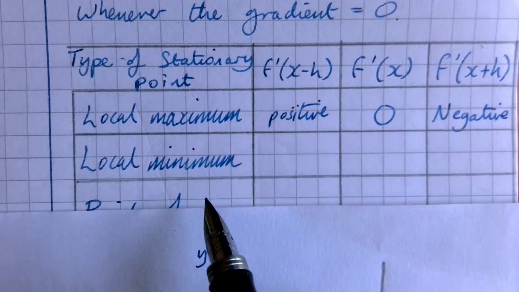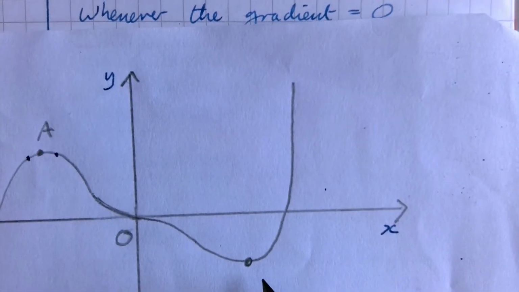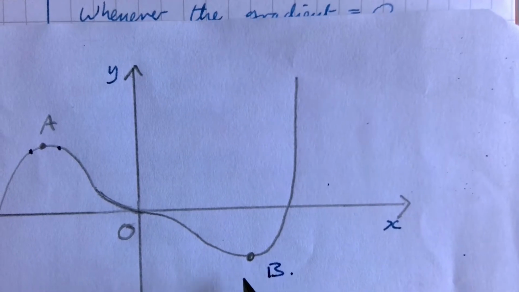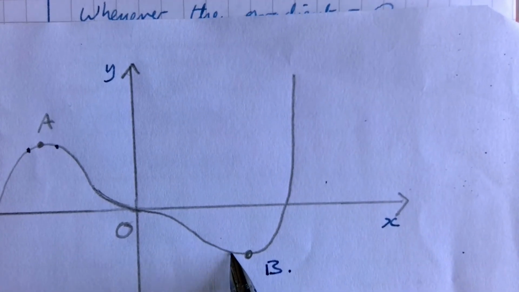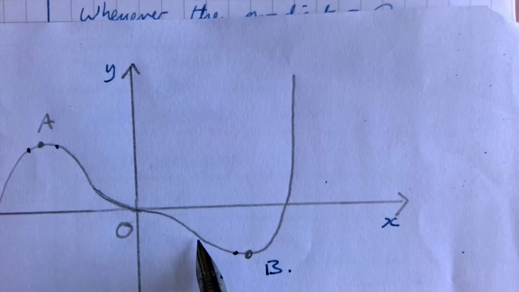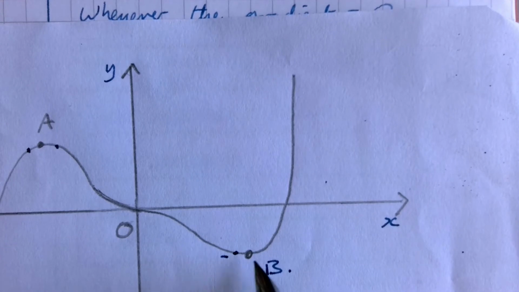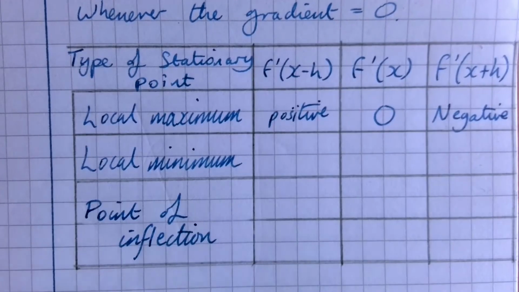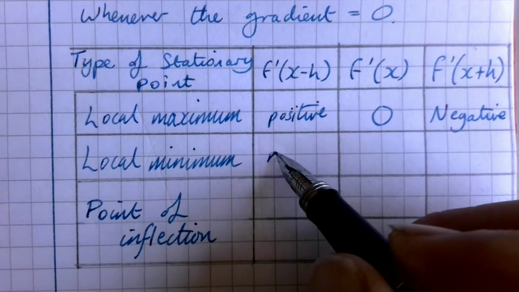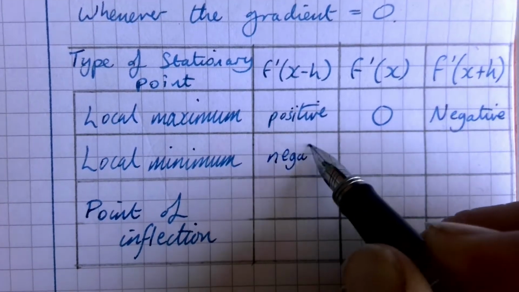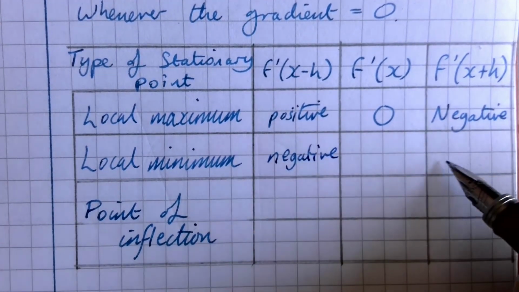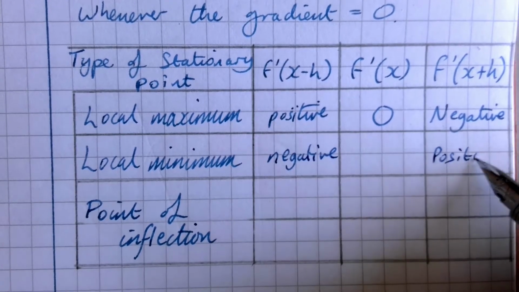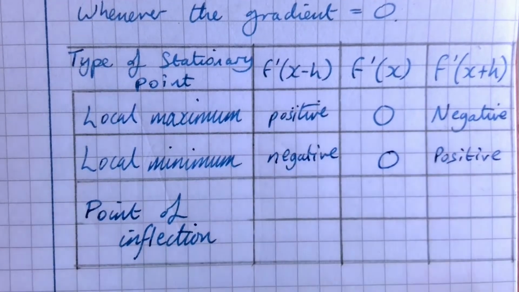Now the next one, local minimum, that's what we've got here. So what's happening? Well, just before, if I take a tiny bit off my value of x, I'm going to have a negative gradient. And if I'm going to have a tiny bit more on it, I'm going to have a positive. So that is a local minimum. So we've got negative just before and positive just afterwards. So that's a local minimum.